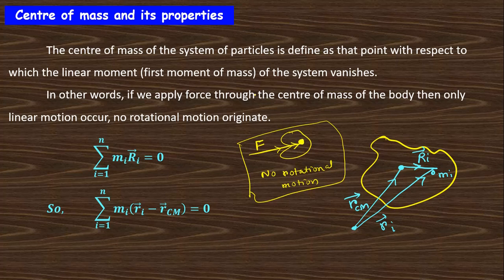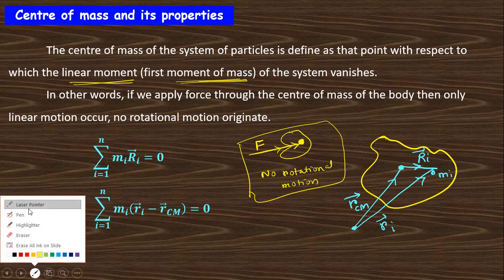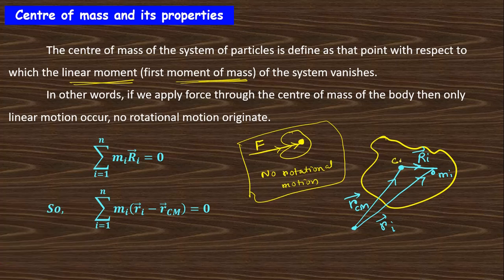Okay, and this can also be said in other terms: the linear moment, which is also called the moment of mass, is also 0. Moment of mass means summation mi ri. So summation mi ri will be 0. That means this is the center of mass position. This is called the center of mass.